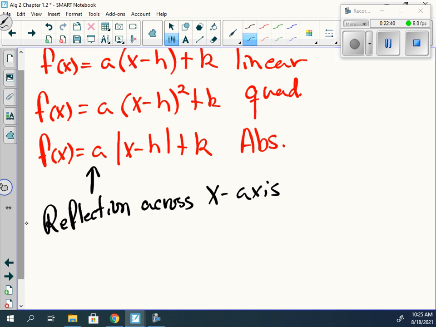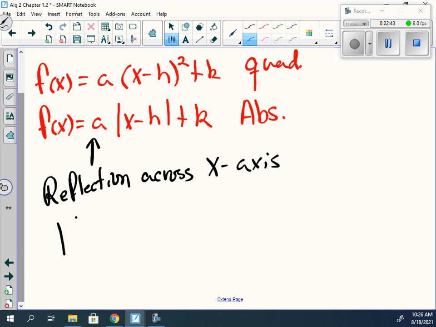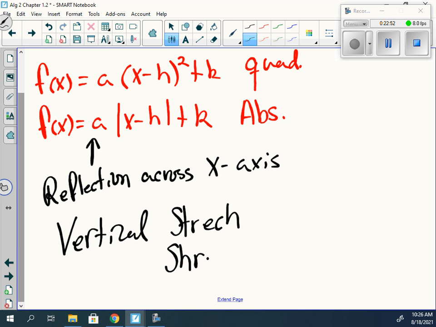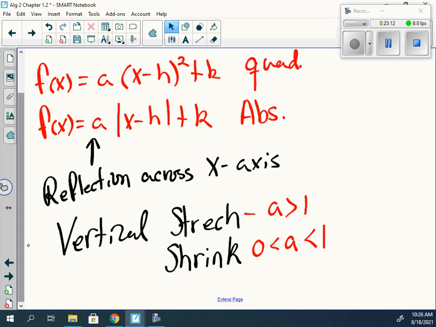Also, this will be coming up in a minute. It is also going to be our vertical stretch or shrink. So go on and write vertical stretch and shrink down so that you have it. I'll explain it more in a minute.